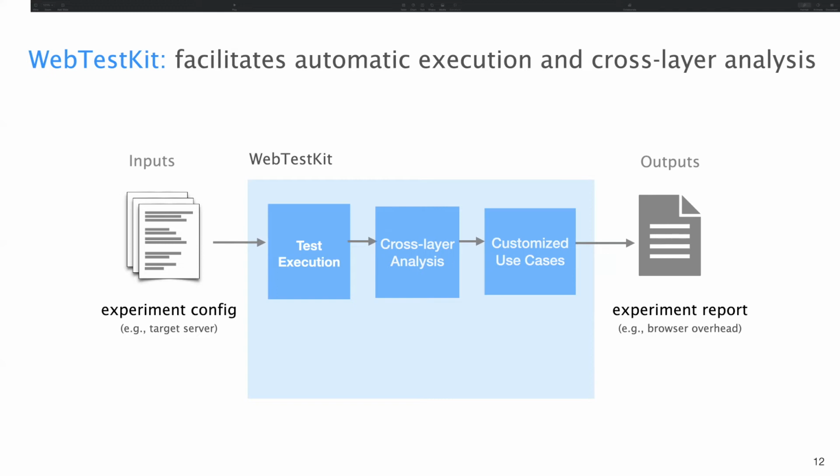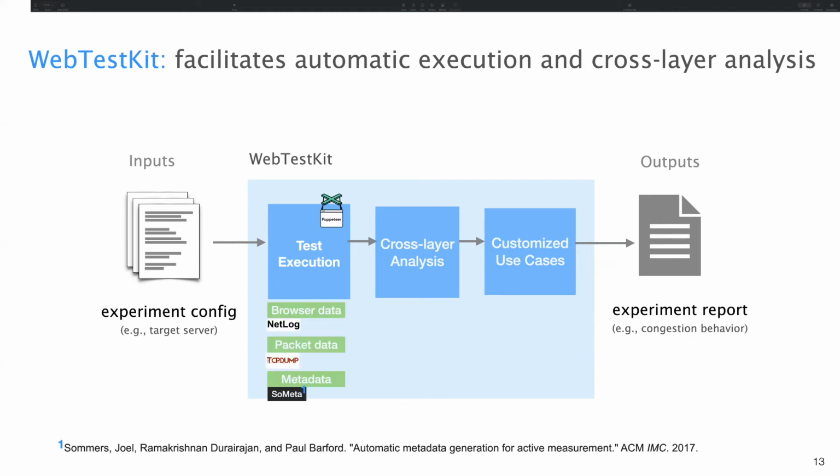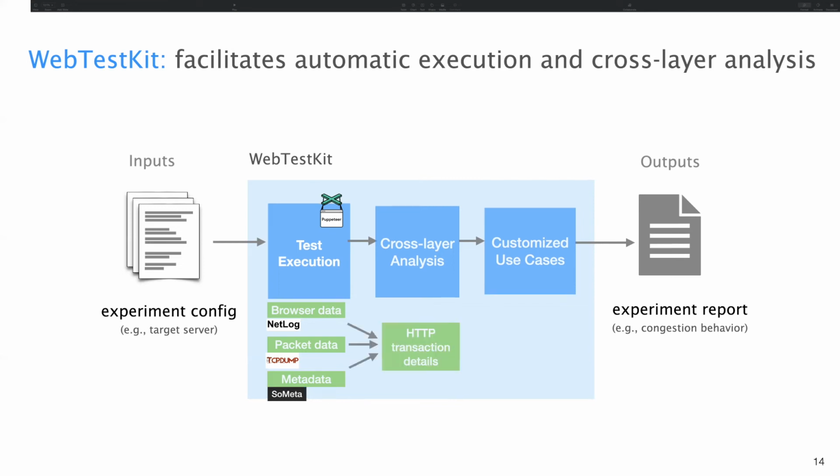It has three main stages. Let me introduce them one by one. The first one is test execution. In this stage, it uses a unified interface to take the configuration, automates the test execution, and then captures the test result shown in the website. Other than that, it also collects information extensively from multiple layers, including browser data, packet data, and metadata.